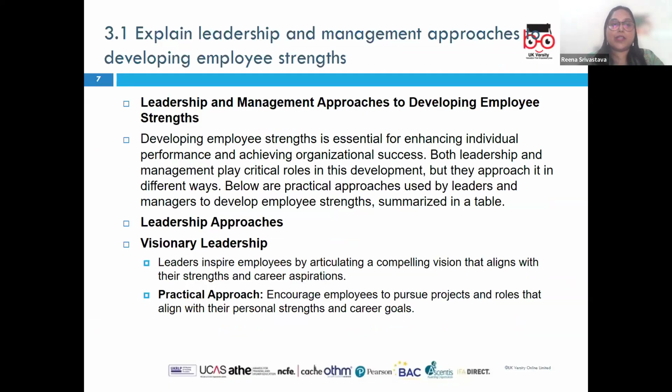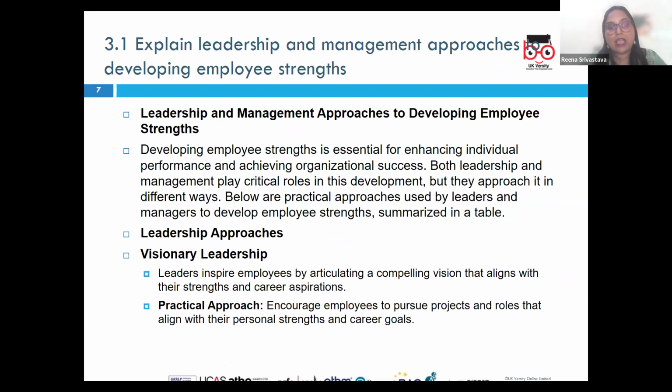AC 3.1 requires you to explain leadership approaches and management approaches to developing employee strength. Developing employee strength is essential, whether it is from the perspective of a leadership approach or a management approach. We are going to break it down into two parts. Let's firstly look at the leadership approaches to developing employee strength.